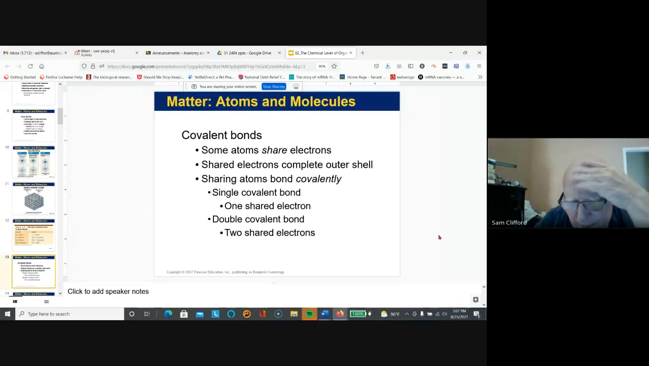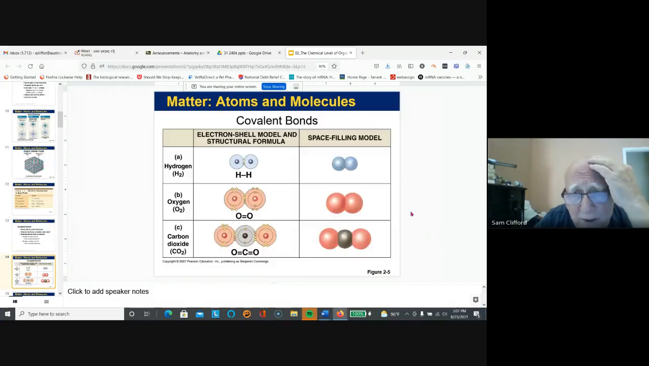Covalent bond is another type of chemical bond where electrons are shared. If they share electrons equally, they're a nonpolar covalent bond. If they share electrons unequally, they're a polar covalent bond. So what does that mean?